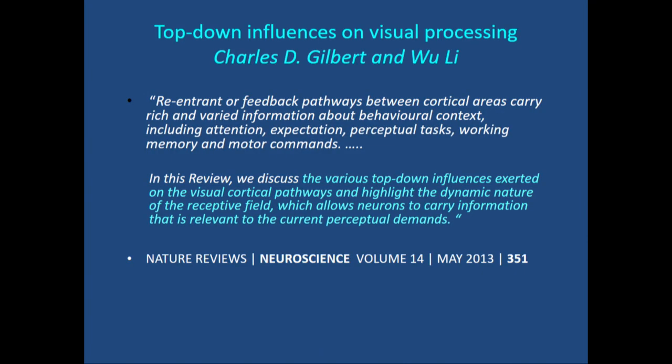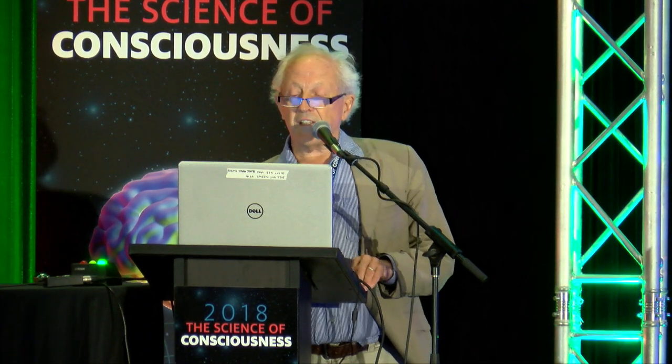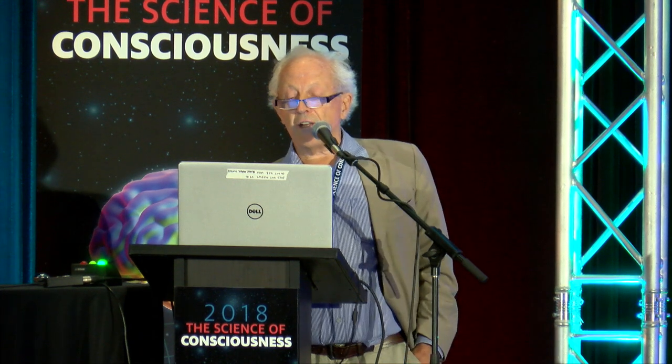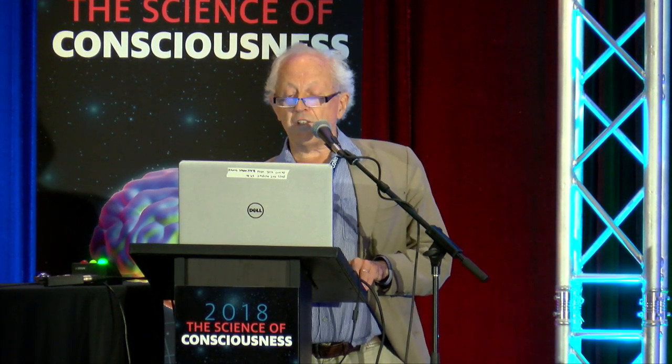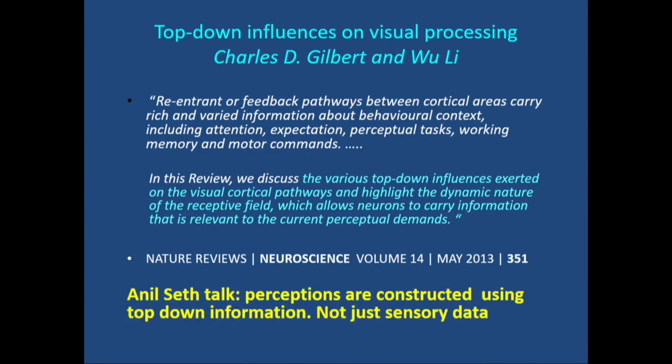So the kind of article in the literature about this: Top-down influences on visual processing by Gilbert and Li. Re-entrant or feedback pathways between cortical areas carry rich and varied information about behavioral context, including attention, expectation, perceptual tasks, working memory, and motor commands. In this review, we discuss the various top-down influences exerted on the visual cortical pathways and highlight the dynamic nature of the receptive field, which allows neurons to carry information that is relevant to the current perceptual demands. And that's from Nature Reviews Neuroscience.